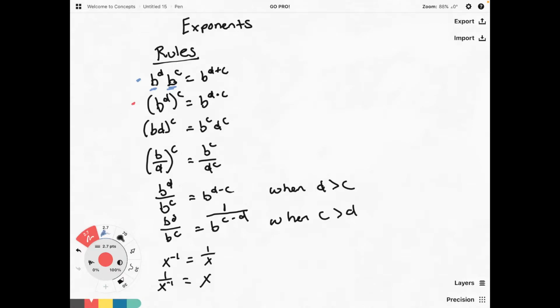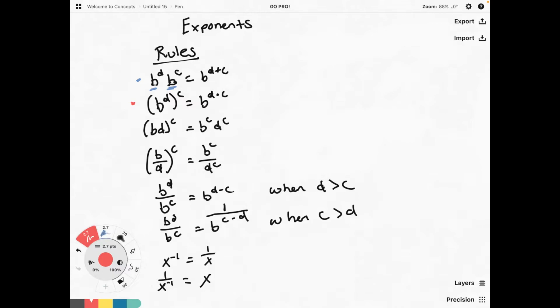Looking at our next rule, we have b to the d power, and that quantity raised to the c power. So in this case, we can rewrite that as b to the d times c. This c is being distributed inside to that b and d. So therefore, we have b raised to the d times c power.